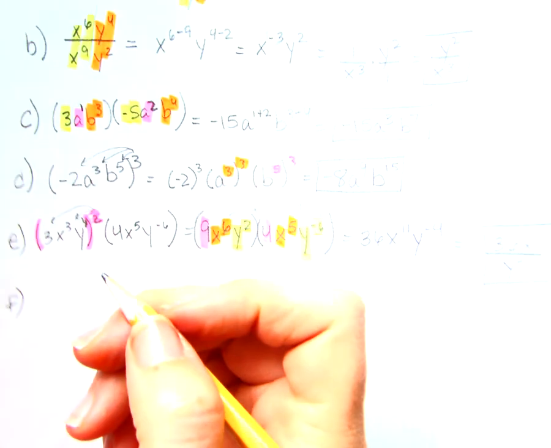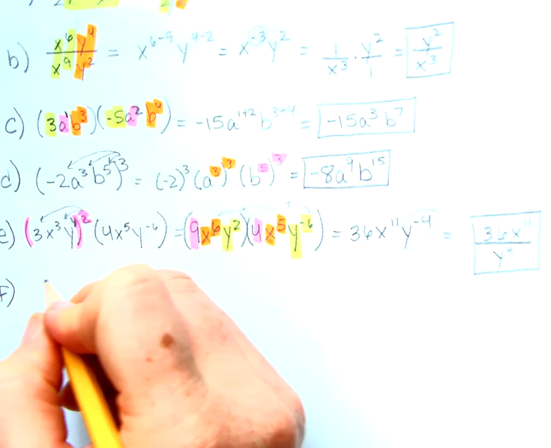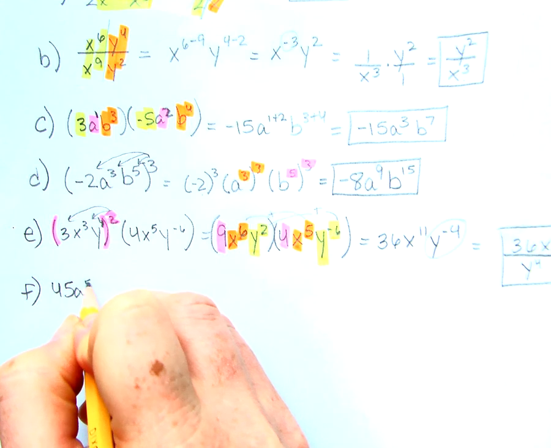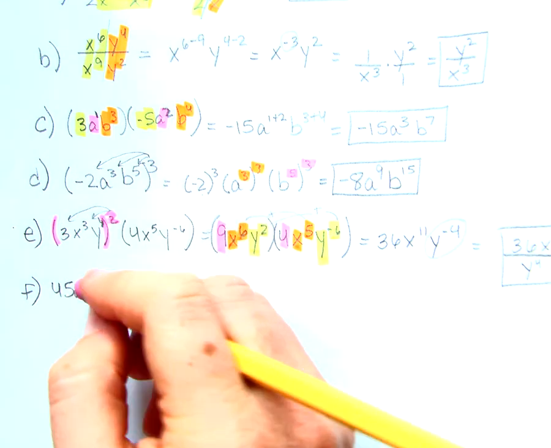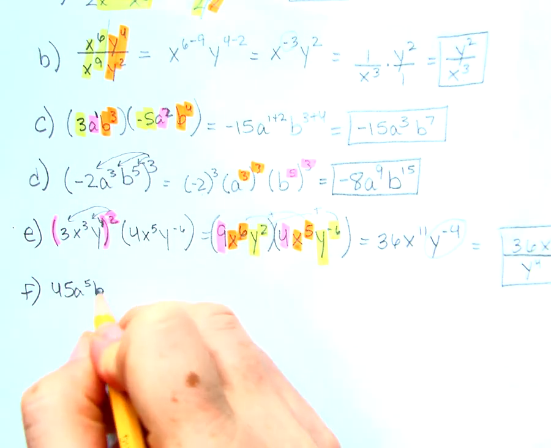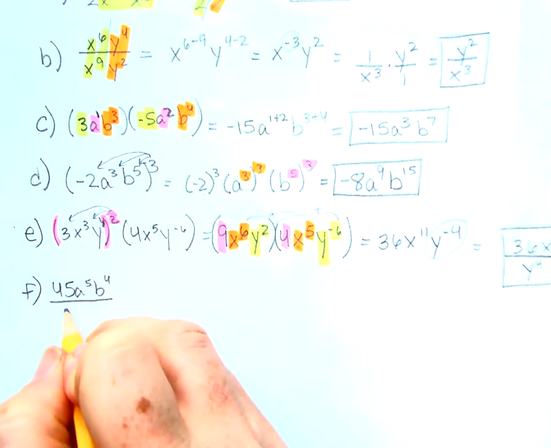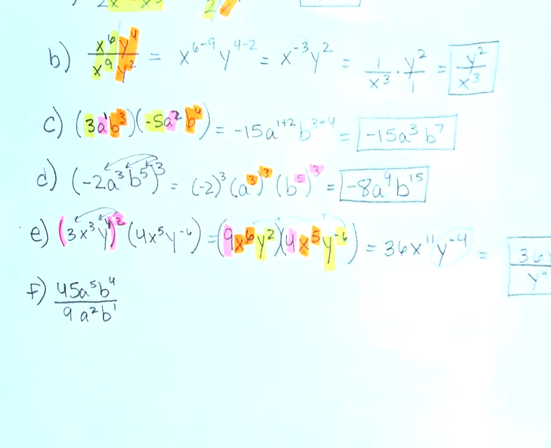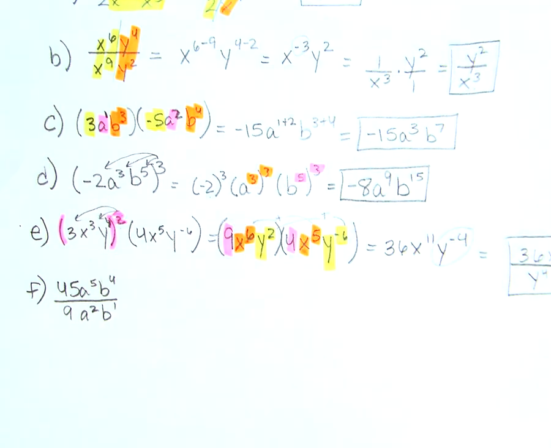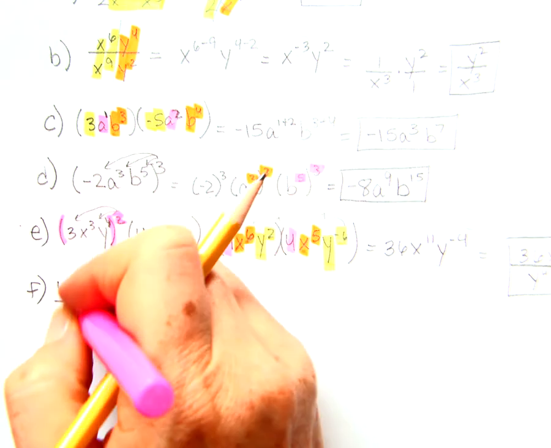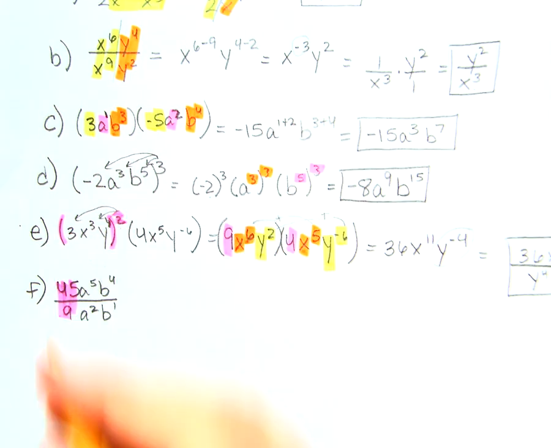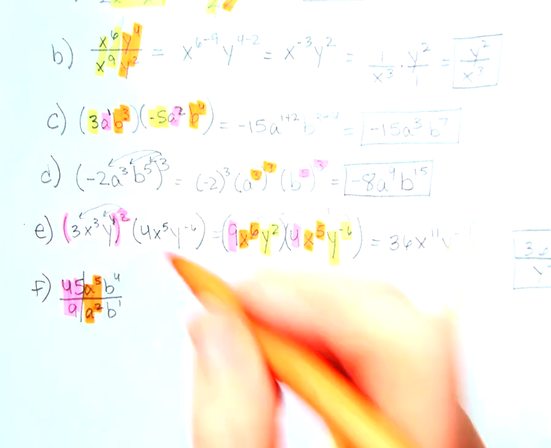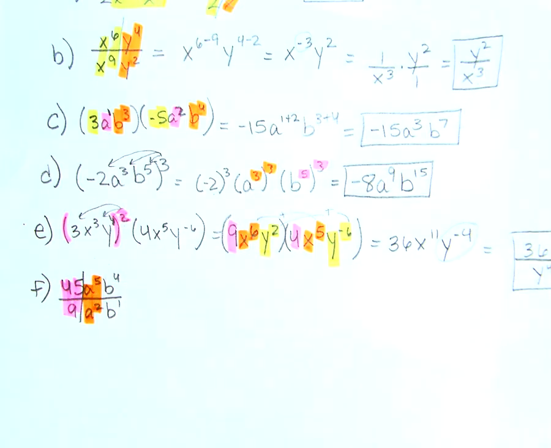F. We have 45a to the fifth, b to the fourth, divided by 9a to the second, b. Remember, if there's no exponent written, there's an invisible 1. And again, I just separate the things that I'm going to divide. So I'll divide numbers, just like normal. I'll divide my a's, which actually means I'll be subtracting my exponents.